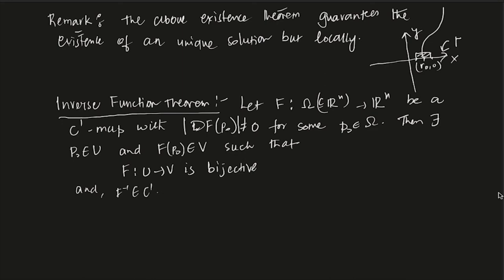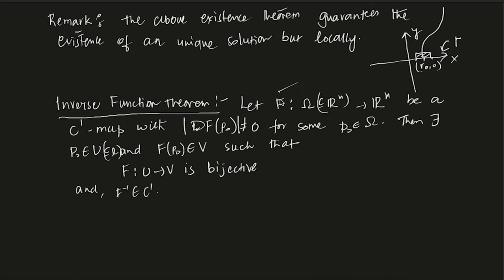What it says is, if you are starting out with an F which is C1, very important, and if the Jacobian at some point p naught is non-zero, then around that point p naught you can have a neighborhood U contained in omega, and around f of p naught you have another neighborhood V, such that when you restrict f from U to V, it is a bijective map. So basically f inverse exists, and moreover, F inverse is also C1.